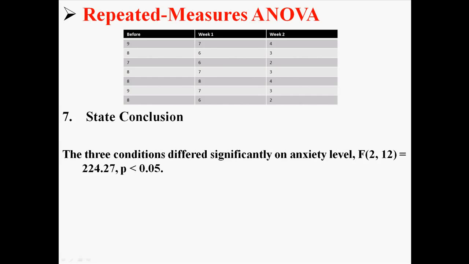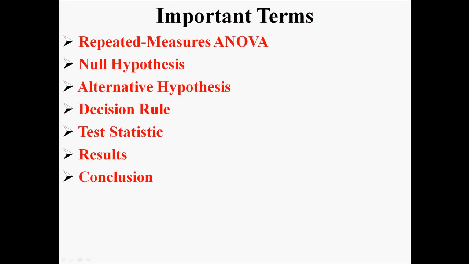What this basically means is that there is a difference between these 3 groups. We don't know specifically where that difference is. We would do post hoc tests to find that, but we do know that there is a difference somewhere between before, week 1, and week 2. And that is a repeated measures ANOVA.